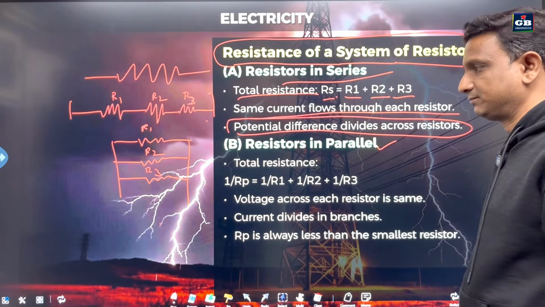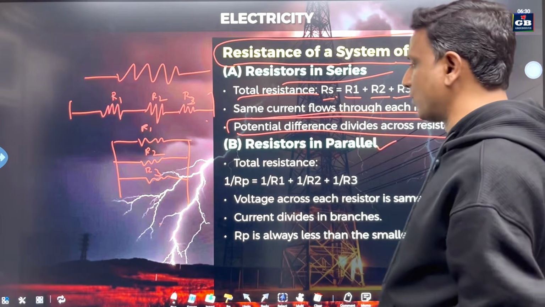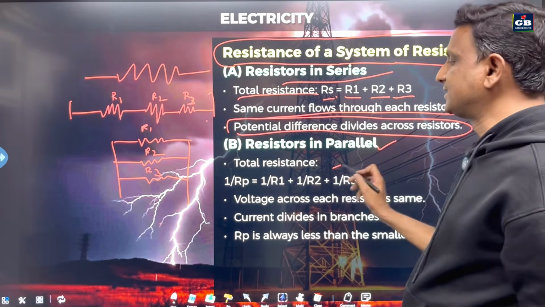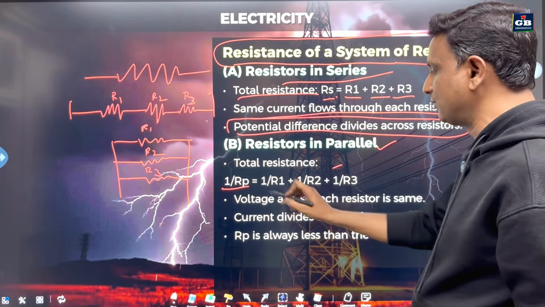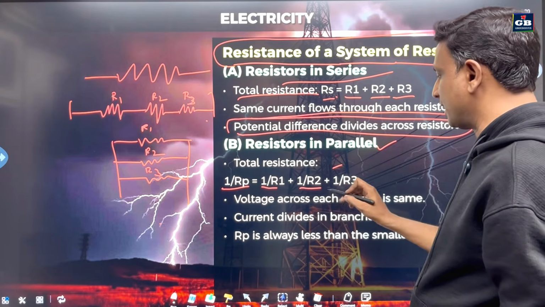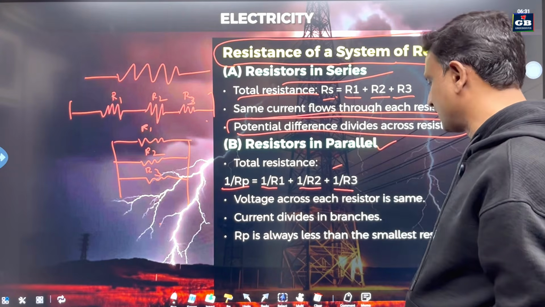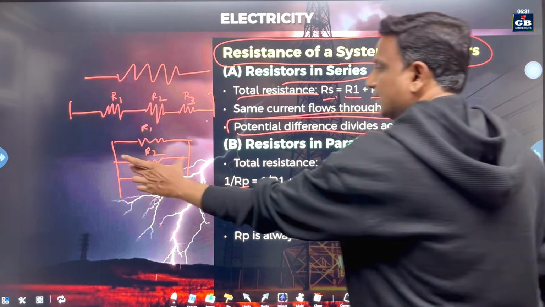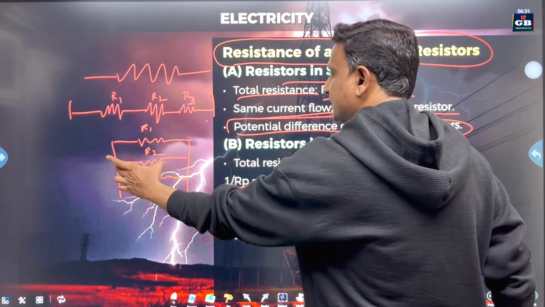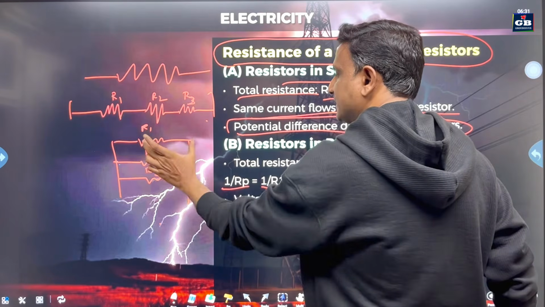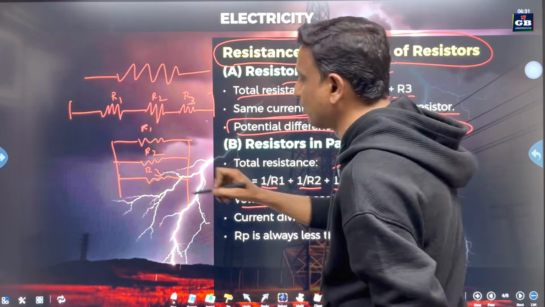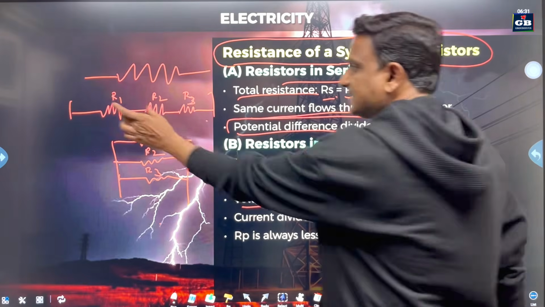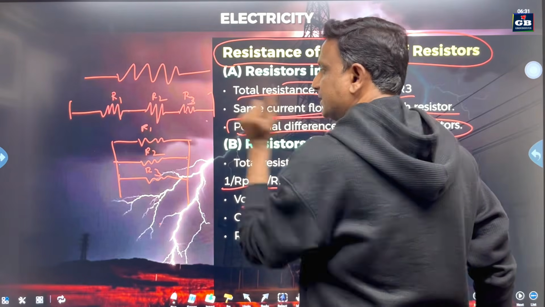Resistors in parallel. If you make the connection in parallel, what happens? The total resistance is 1 by Rp is equal to 1 by R1 plus 1 by R2 plus 1 by R3. Okay. So, the voltage across each resistor is the same. The voltage between this point and this point is the same. This point and this point is the same. But in series it is different: here to here, here to here.